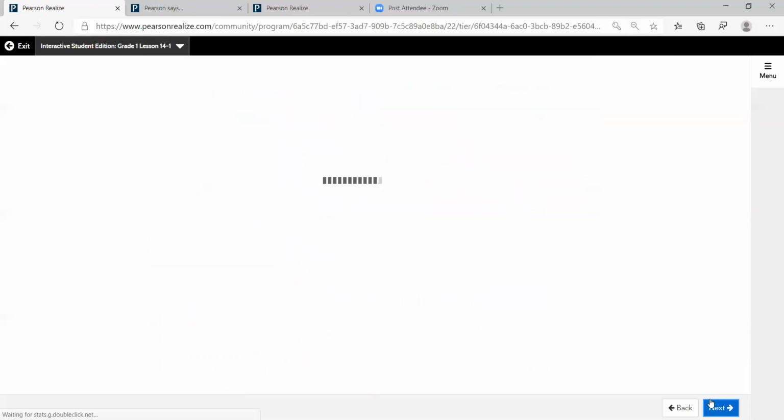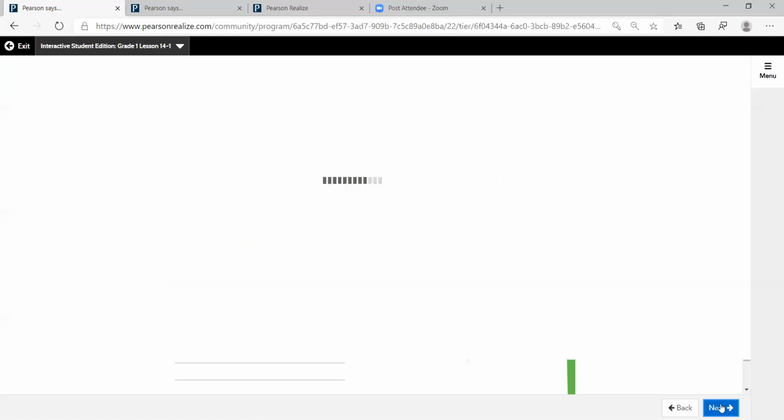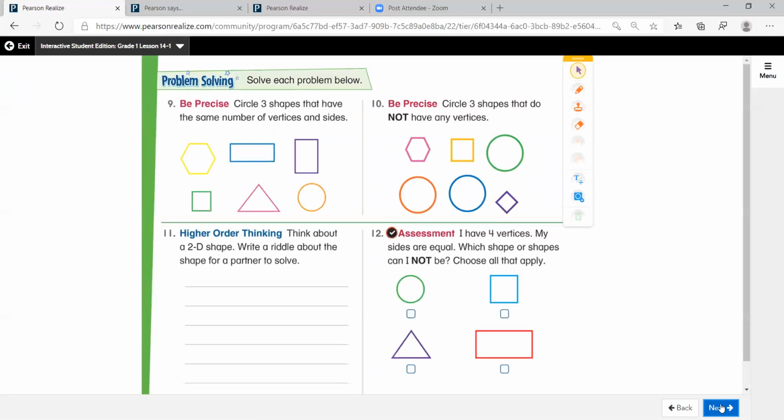Now it's your turn. You will complete your independent practice, practicing counting sides and vertices, and deciding if shapes are closed shapes. And then you'll use what you've learned about shapes to work on your problem solving.